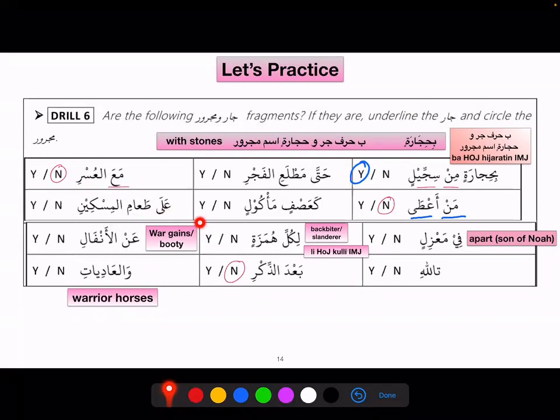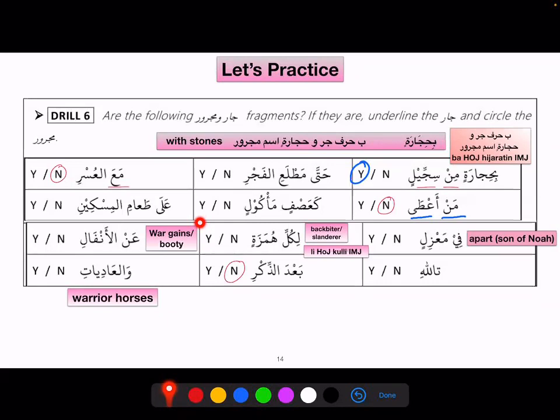And ala ta'amil miskin means feeding the miskin. So they do not encourage other people and themselves to feed needy people. Anil anfali. Ain is a harf of jar and anfali is a majrur. Okay, very good. Wal adiyati. Wa is a harf of jar and adiyati is a majrur.